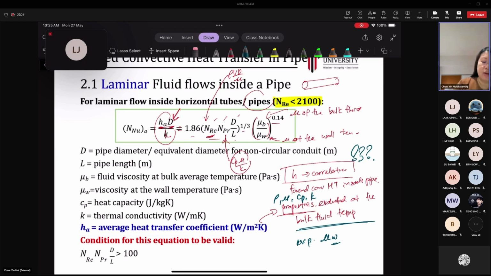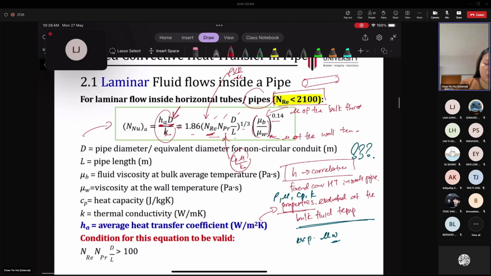Now, if you want to apply this correlation, take note that you have to make sure this condition is fulfilled. The Reynolds number is smaller than 2100, and also the product of the Reynolds number, Prandtl number, and the ratio of D to L should be greater than 100 as well, for this correlation to be valid.